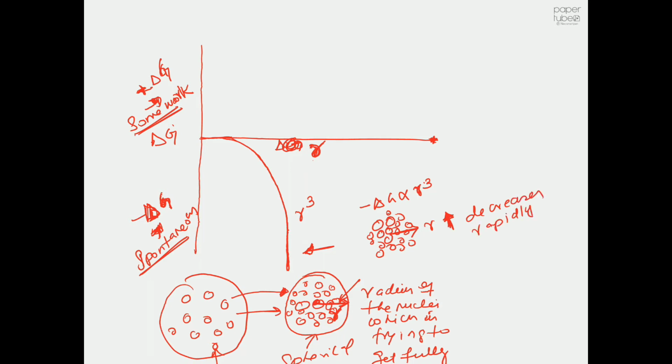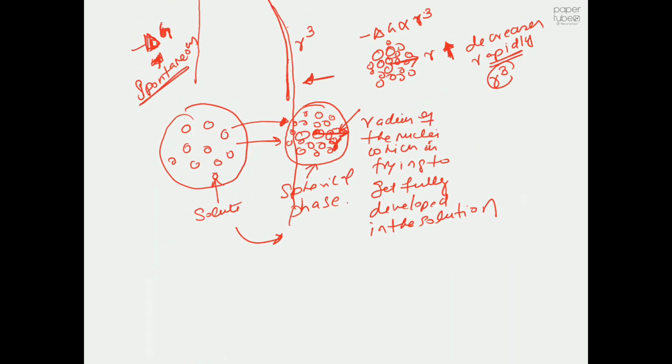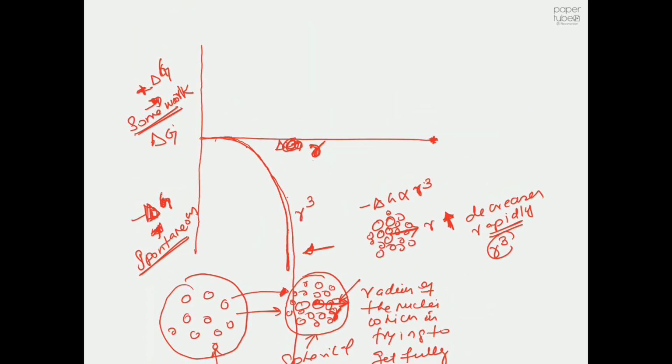Decreases rapidly. So it decreases with respect to R cube, which means the curve will go steeper and steeper and steeper, something like that. Yeah. So I hope I explained this correctly, because it's very tricky, very tricky, believe me.